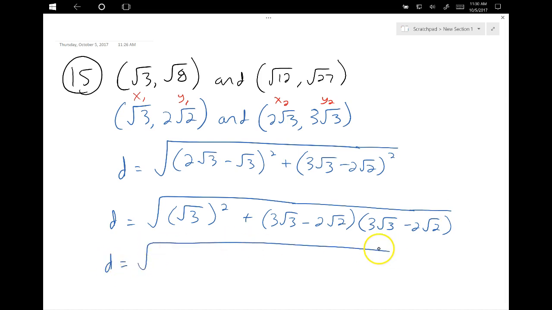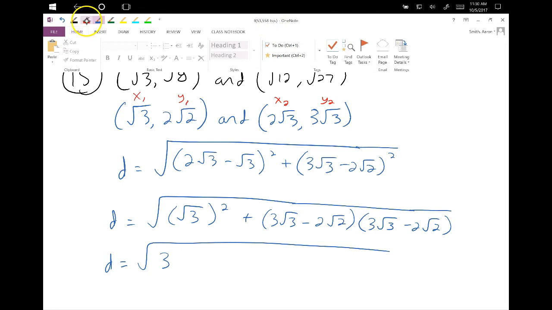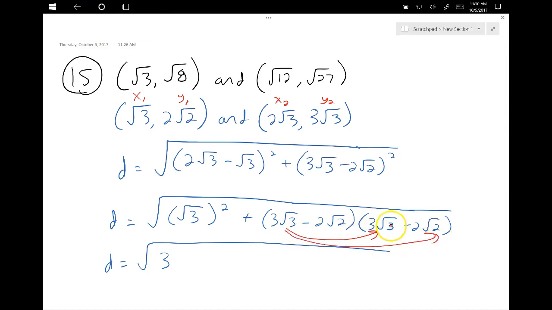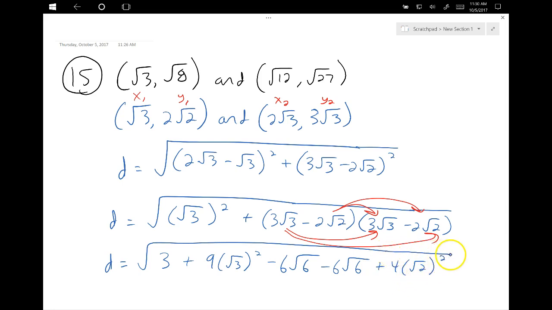Square root of 3 squared is just 3. And we FOIL. First, outside, inside, last. So 3 root 3 times 3 root 3 is 9 times root 3 squared, minus 6 times root 6, because 3 times 2 is 6, minus 6 times root 6. You can multiply the things under the root together, the things outside the root together, plus 2 times 2 is 4 times root 2 squared. So that's just me FOILing that all out.